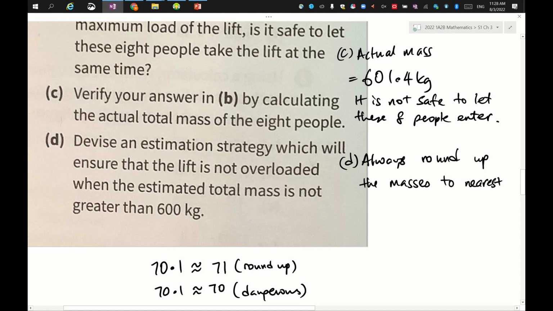Because all these masses can only be greater than 0. You can't have a person with mass 0, right? Then the person doesn't exist. So we're only talking about positive whole numbers. You can say whole numbers, or you can say integers. To be more professional, you put integers.